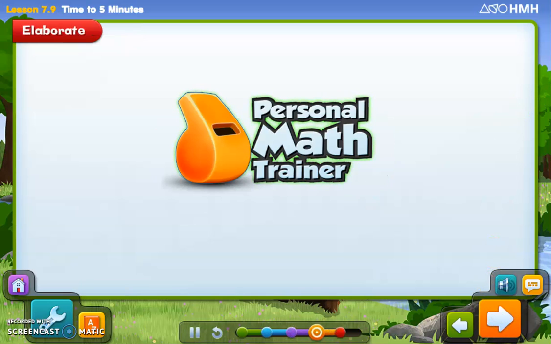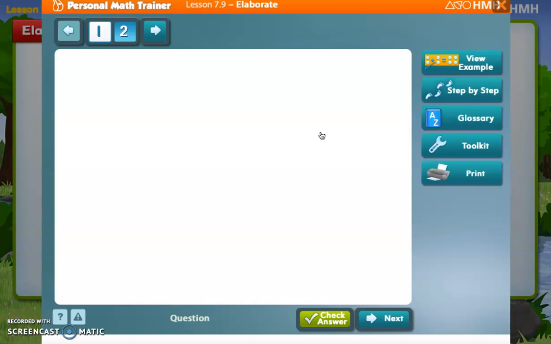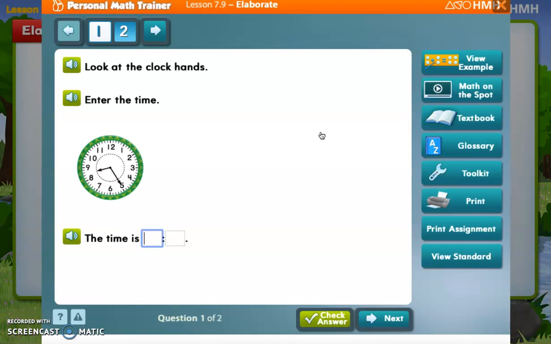Now let's practice with the personal math trainer. Okay, so let's go on in. Okay, so it says, look at the clock hands. Enter the time. So we always start with our hour hand first, which is the smaller hand. So right now on this clock, I'm noticing that the hour hand is in between the 8 and the 9. So our hour is going to be 8.